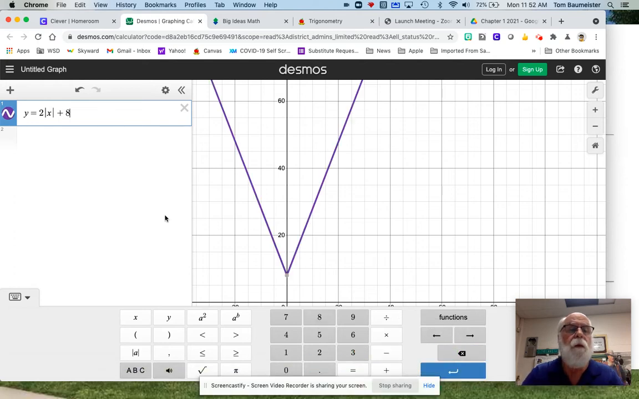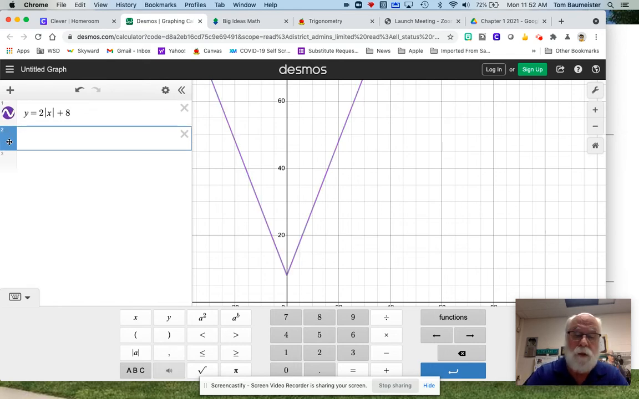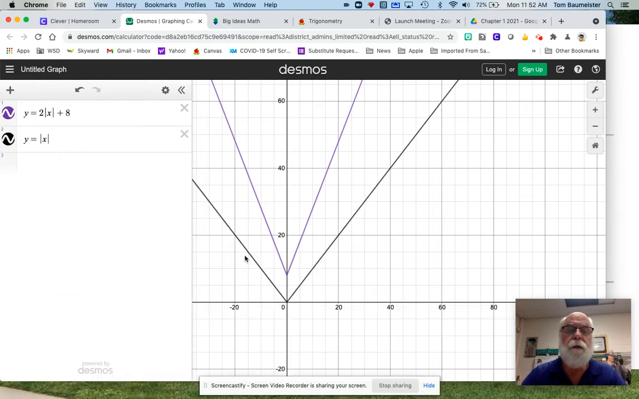Okay. And then they want us to compare it to the parent function. So remember, our parent function on this one was y is equal to absolute value of x. All right. So as you can see, what did we do there? Okay. Well, if you look here, we went up 8, right? And then the 2 in front, I didn't really even have to graph it. I just did because that's what they told us to.